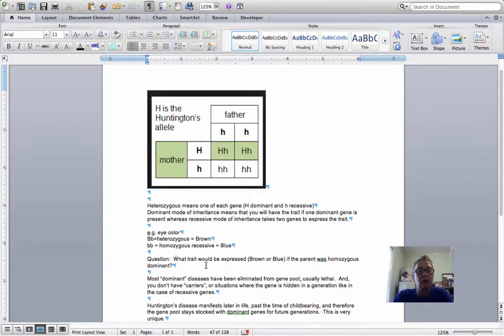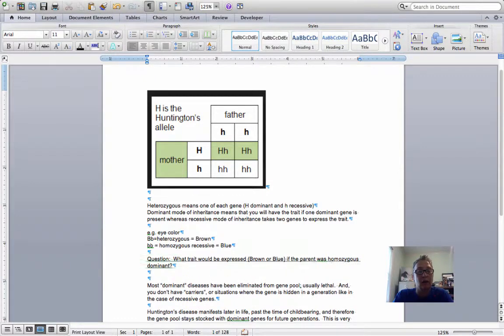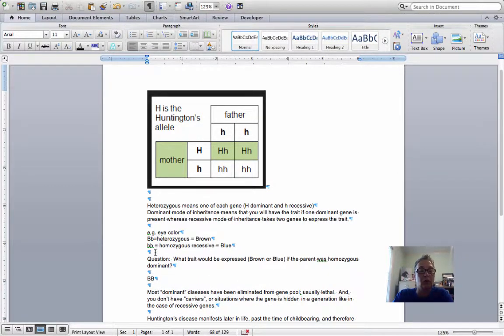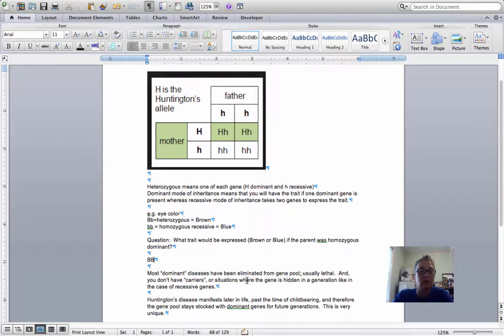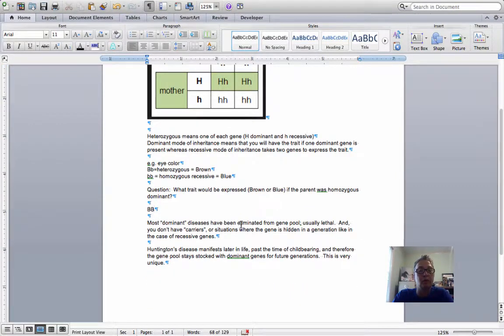What trait would be expressed if the parent was homozygous dominant? That would mean, in this case, you would have big B, big B. What would the color be? It would be brown. There's nothing else there. All right, so again, back to Huntington's.